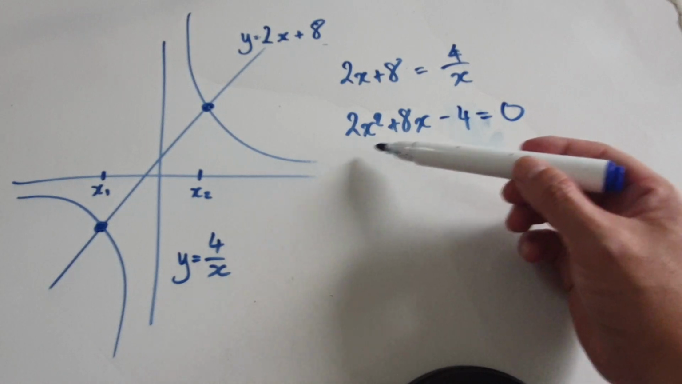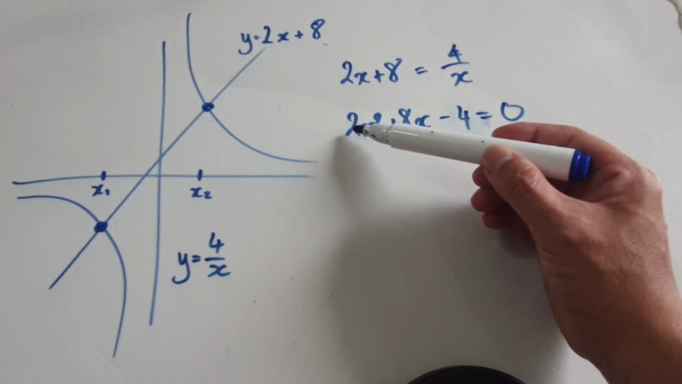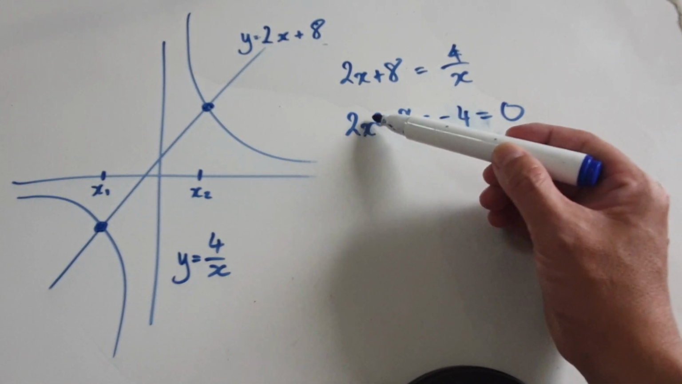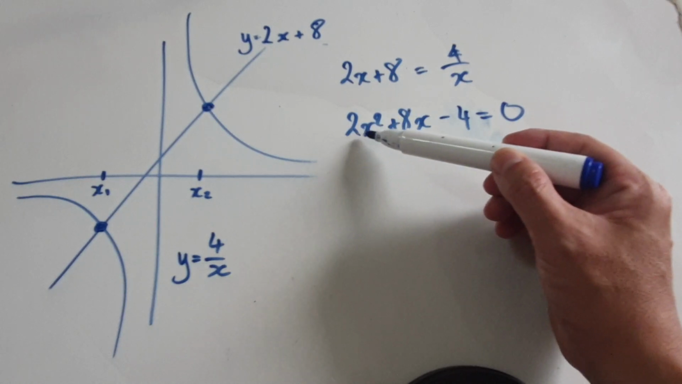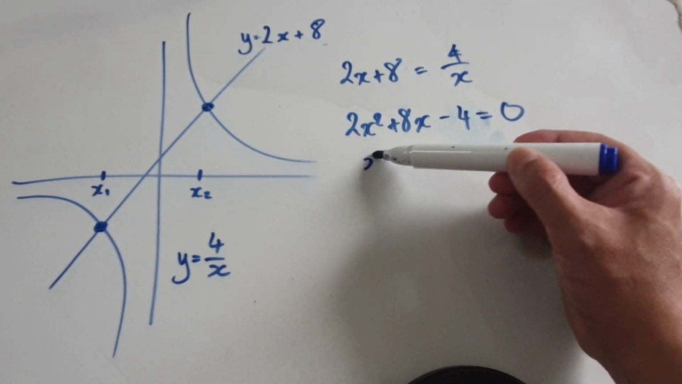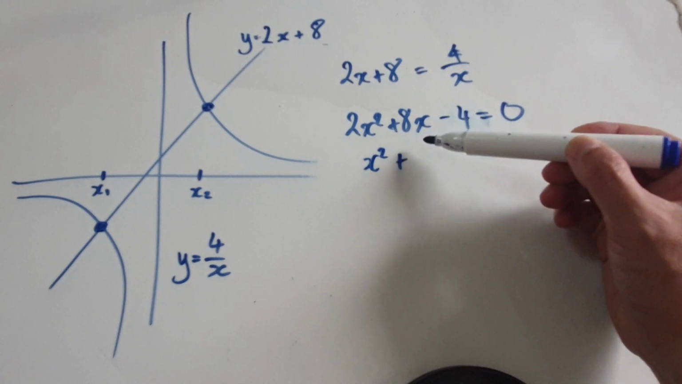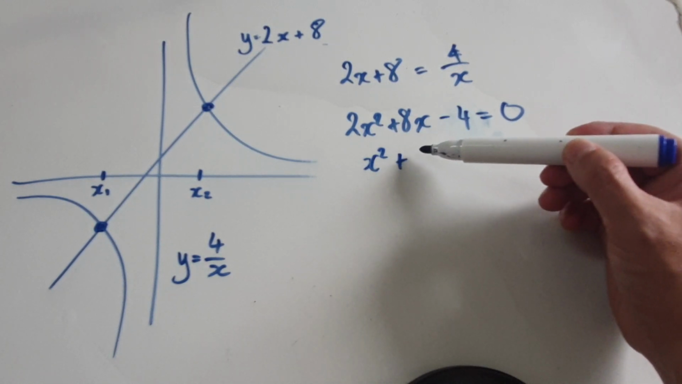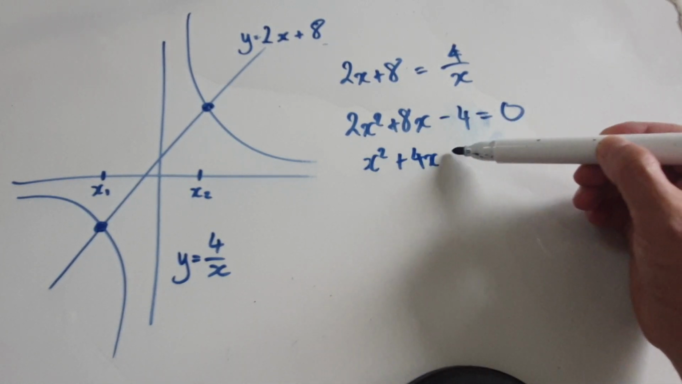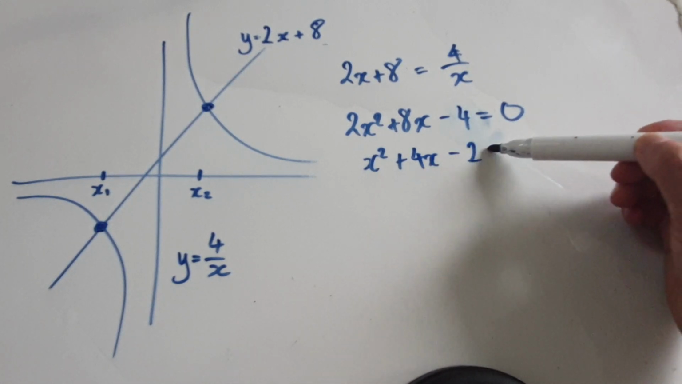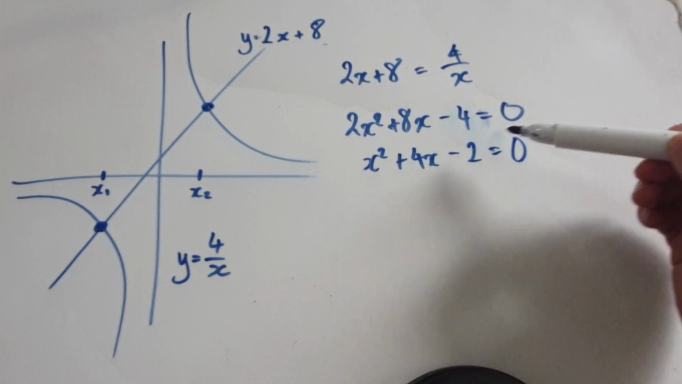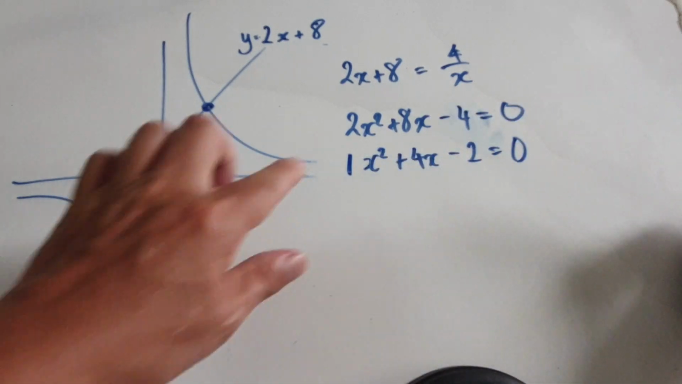And in order to solve a quadratic equation, we want the coefficient to be 1. So the coefficient of x squared to be 1. So divide everything by 2, so that this will be x squared. This 8x divided by 2 would be 4x. Negative 4 divided by 2 would be this. 0 divided by 2 would be 0. So now the coefficient is 1, which is good.